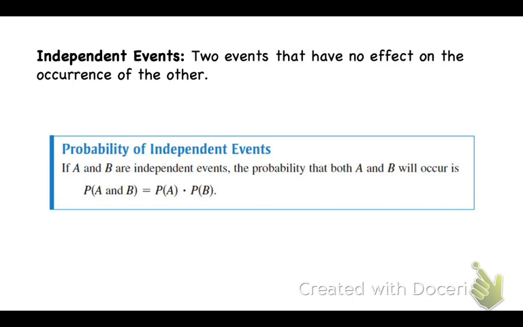Okay, independent events. Two events are independent if they have no effect on one another. If A and B are independent events, the probability that both A and B will occur, probability of A and B, we multiply. So we take probability of A and probability of B. This is the one you tend to do naturally because you have done it before. So you might want to write that down. It's in a box. Probability of A and B is probability of A times probability of B.